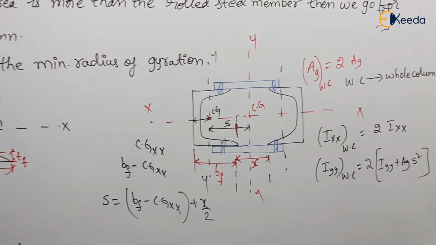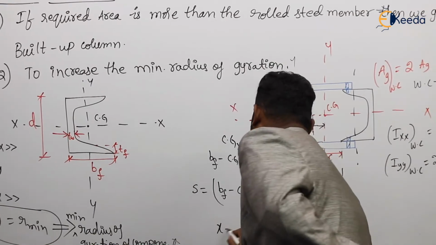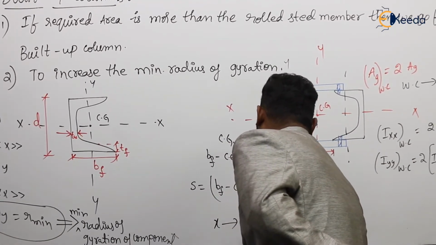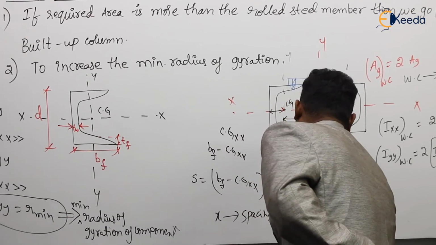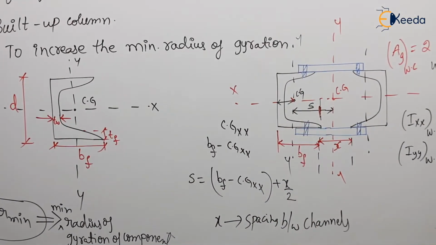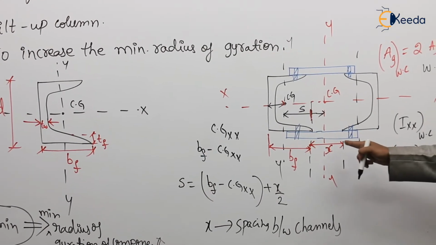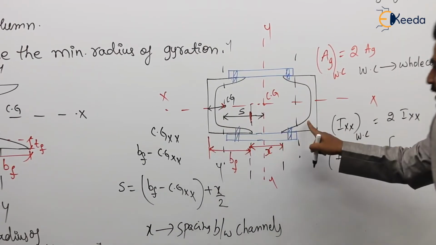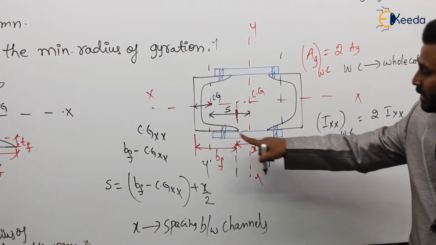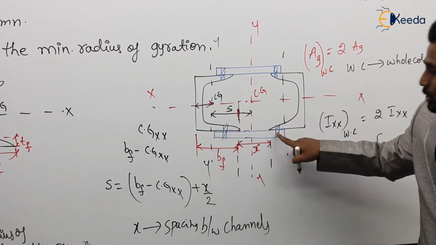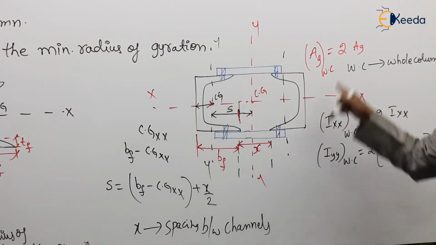If you want, write down the terms here. x is the spacing between the columns, or spacing between the channels. The rest everything is known to us. Is it clear? So take this diagram clearly. This is one channel, this is one channel. We have connected those channels by using one member known as flat, and here these are boards. After connecting, this looks like a box.